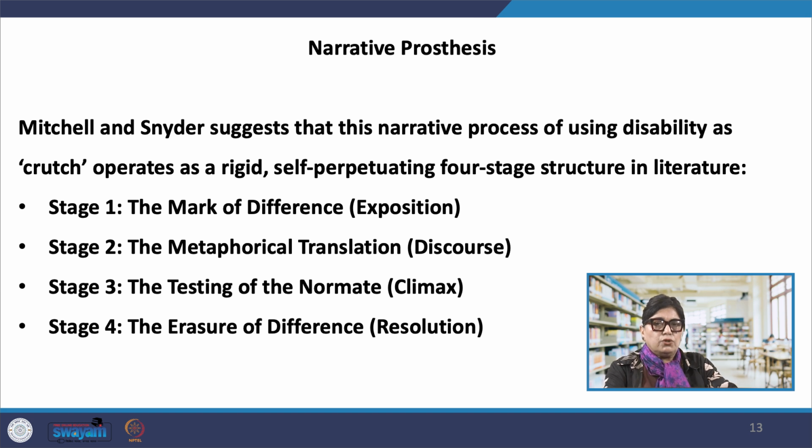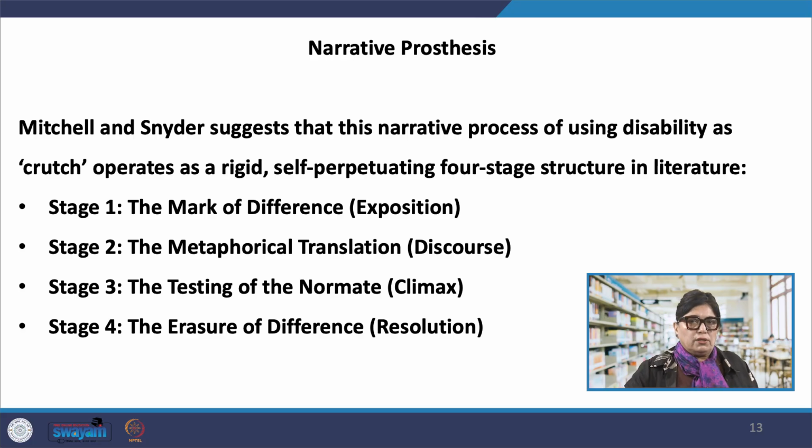The text introduces a bodily or cognitive deviance using the aesthetic moral binary to make an abstract cultural, psychological, or ethical crisis immediately visible to the audience. Stage two, the metaphorical translation, and that is discourse. The narrative actively ignores the material, lived reality of the impairment.